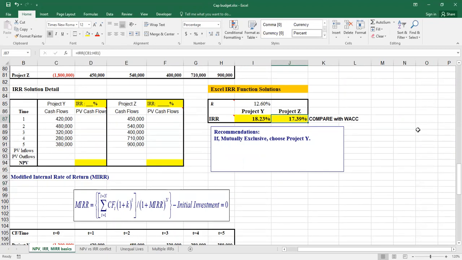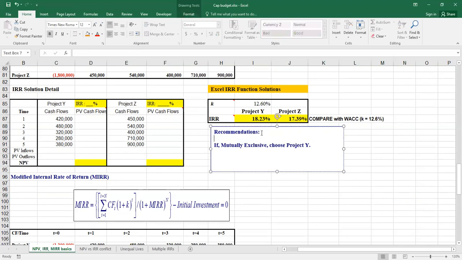Si Z, 17.39, no? So, both of them are greater than 12.6%. Dito, which is K, the discount rate nila is equal to 12.6%. Okay, since both projects have IRRs greater than 12.6%, both are acceptable since IRRs are greater than yung WACC, no? Which is your K, yung cost of capital nila. However, if they're mutually exclusive, you choose project Y. Diba? Bakit? Because it has the higher internal rate of return. Mas mataas yung internal rate of return ni Y. So, pipili natin si Y.